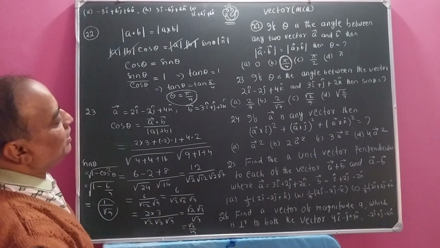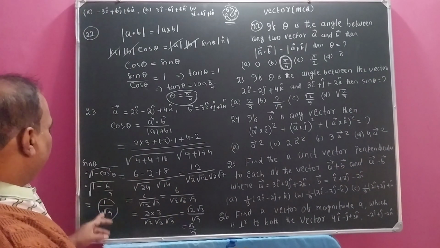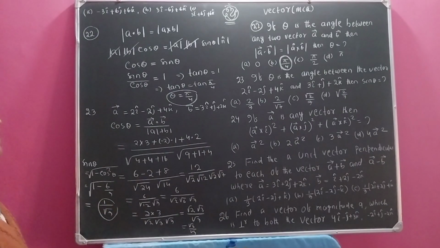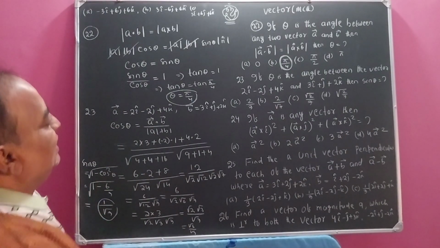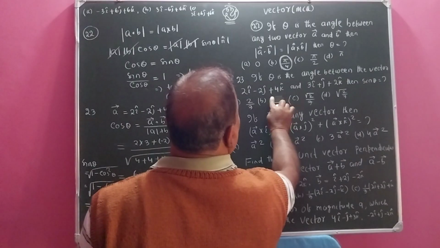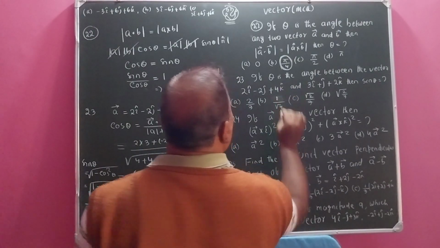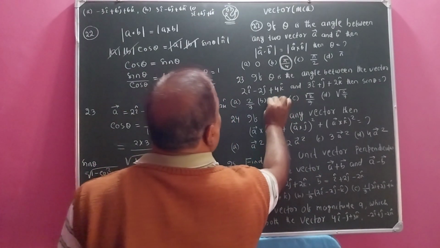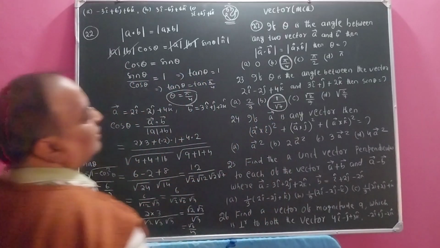Sin theta is coming out 1 by root 7. But in our choice, the answer is here 1 by root 7. Correct answer is 1 by root 7. Okay? 1 by root 7.